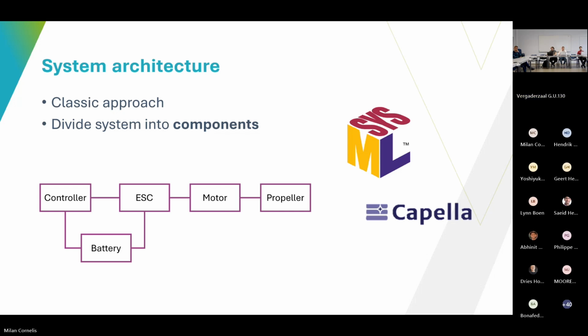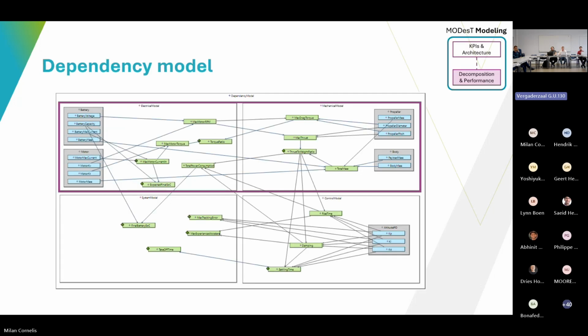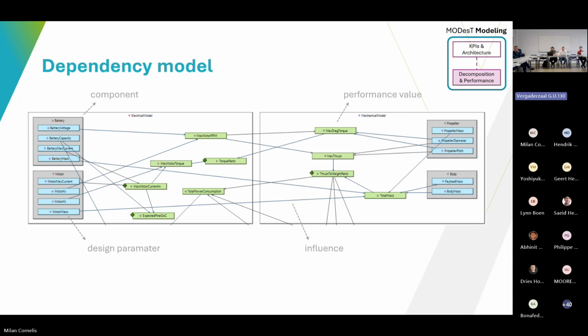So what you can do then with the Modest tool is also use this as an input to make the next level of the modeling, which is the decomposition and performance level, where you can model these performance influences and so forth. So this is an example. We will take a further look at these top things.